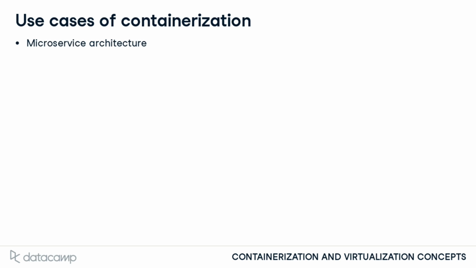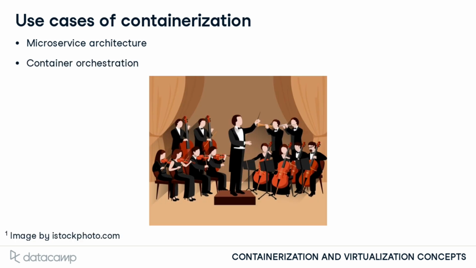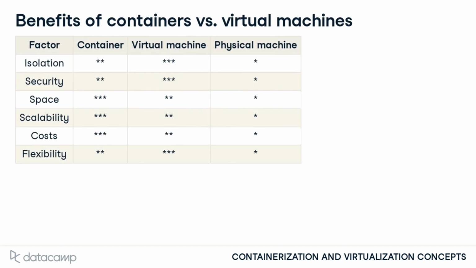As we briefly mentioned earlier, container orchestration is the technology for managing and coordinating the deployment, scaling, and management of multiple containers. Orchestrating containers is similar to conducting an orchestra. We direct containers to perform different tasks, just as we direct musicians to play different instruments. This table provides an overview of where containers or virtual machines outperform physical machines. Let's take a closer look at some of the advantages.